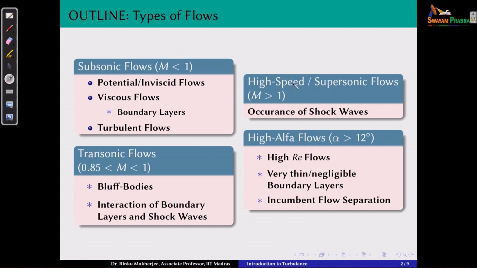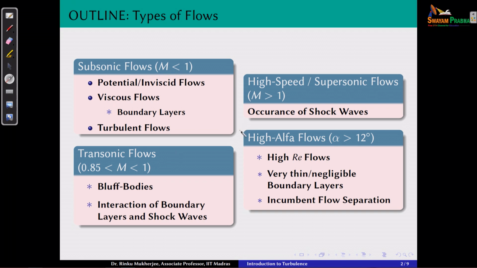Then, of course, before you go to high speed or supersonic flows, where you have shock waves, etc., there is this middle path, a transition phase, where you go between subsonic and high speed, and that is the transonic flows, with Mach number ranging between 0.85 and 1 maybe, right? And I've done some work on this as well.